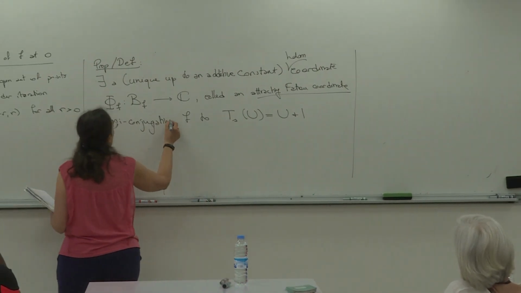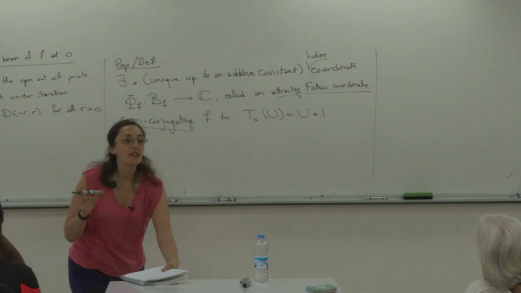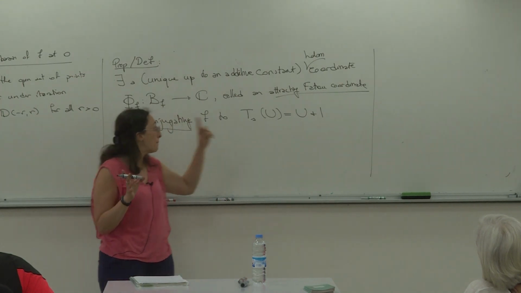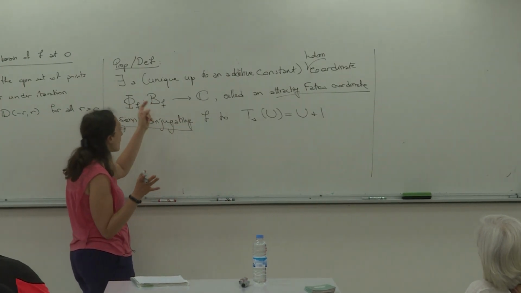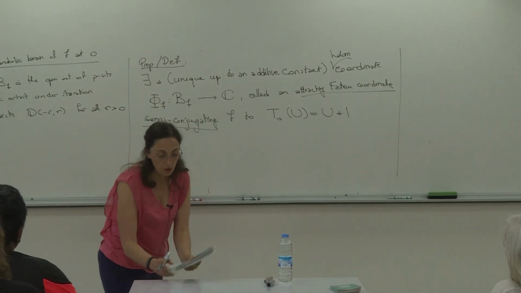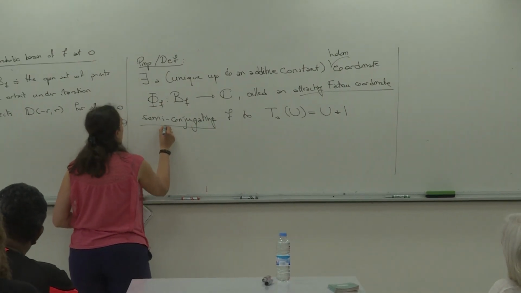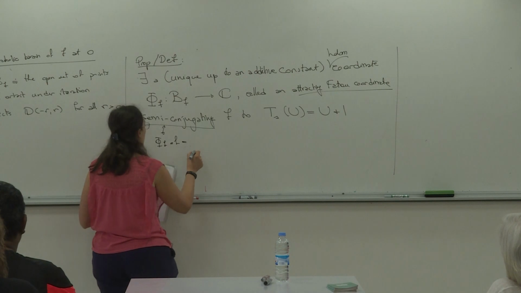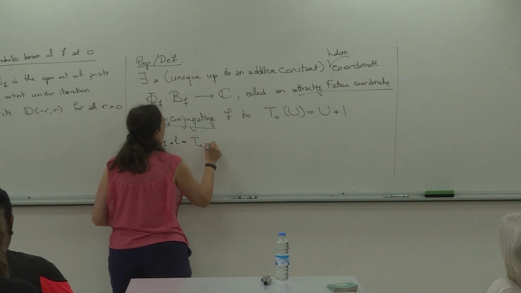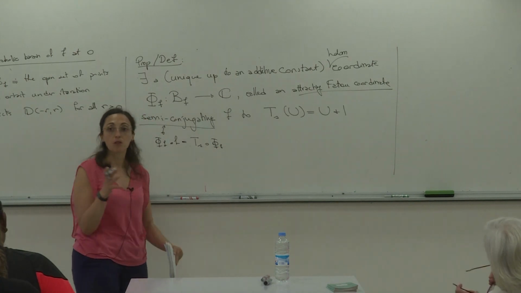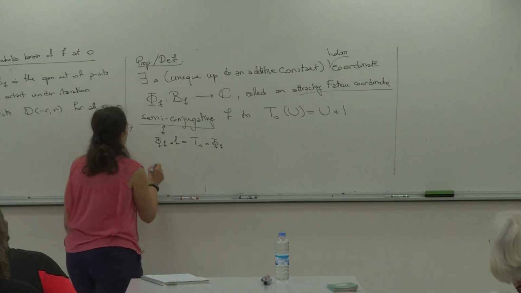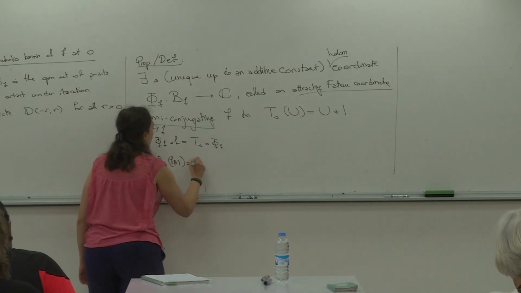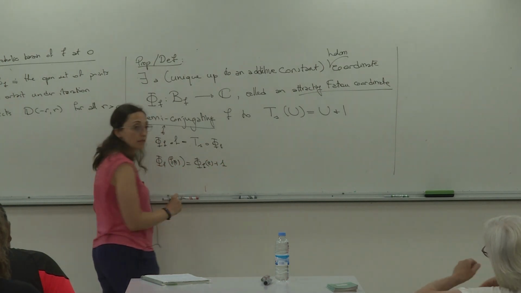So semi-conjugating means that it might not be invertible all over the basin. Actually, it's not. But all over C, it's going to do what we want it to. So this means that phi of f composed with f is going to be equal to the translation composed with phi of f. So usually what we write is that phi of f of f of z is equal to phi of f of z plus 1. Okay?